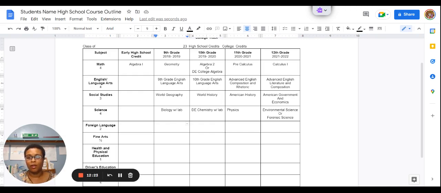Then for foreign language, let's say you're doing classical education, you can just do Latin 1, Latin 2. And let's say, for instance, a child is doing Memoria Press or something and they do Latin all the way through. Then you want to put Latin 3 and Latin 4 and have them take the National Latin Exam. That's good to put on your portfolio or something like that.